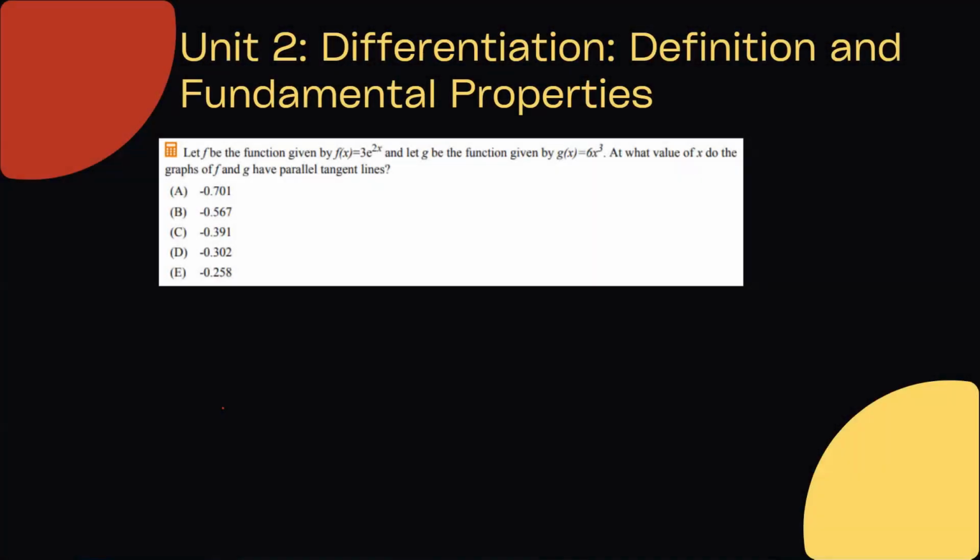times. Let f be the function given by f of x equals 3e to the 2x, and g is 6x cubed. At what value of x do the graphs of f and g have parallel tangent lines? Essentially, this is just saying at what x value are the derivatives equal to each other.